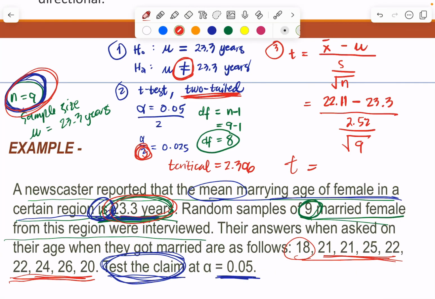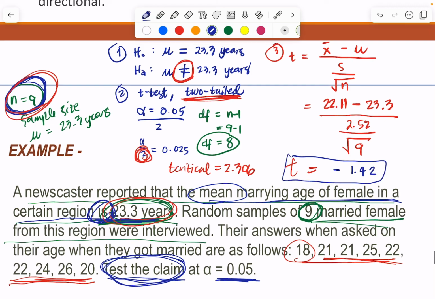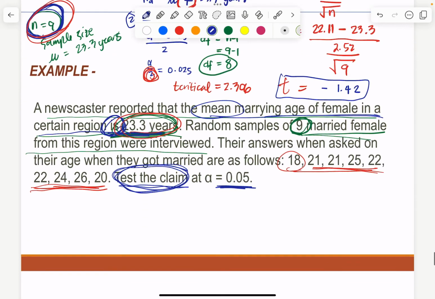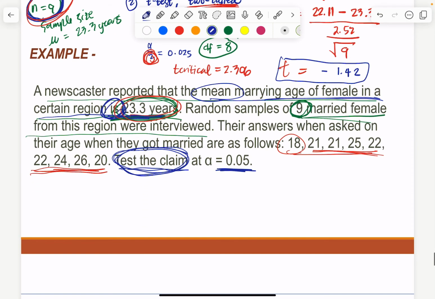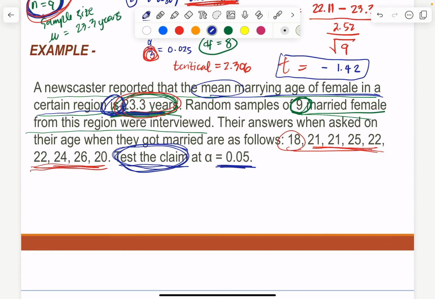Okay, so what's your T value na dayon? Your T value will be negative 1.40166 and so on and so forth. So this could be rounded off to negative 1.42. So mao na din imong T value. Pwede na ba dayon ta maka-decide? Okay, yes, pwede na ta maka-decide because naa na tay T critical, naa na pod tay T value.